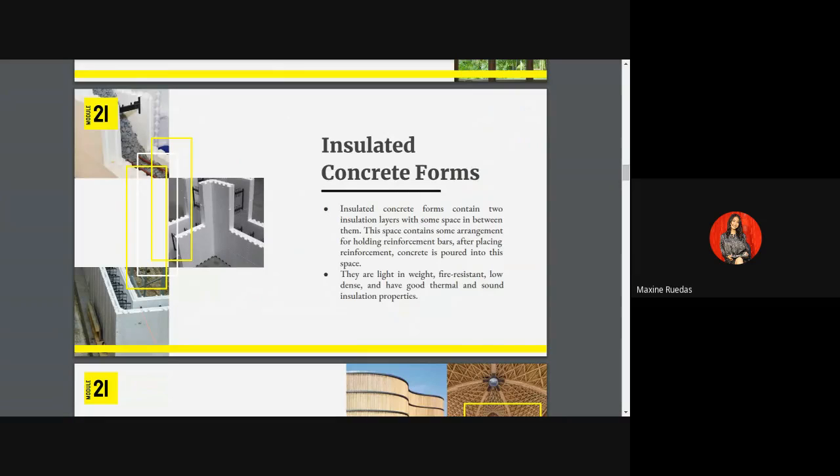So ICFs reduce waste at the construction sites, and any waste produced is 100% recyclable. So they use fewer natural resources such as gas, electricity, wood. So reducing waste is also an important factor for green building construction. Thus, insulated concrete forms can generate as little as 1% construction waste. Next will be bamboo.